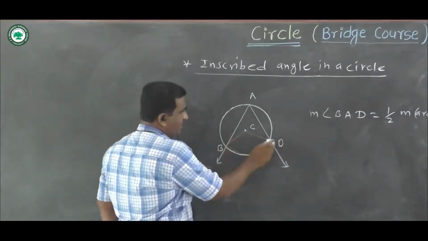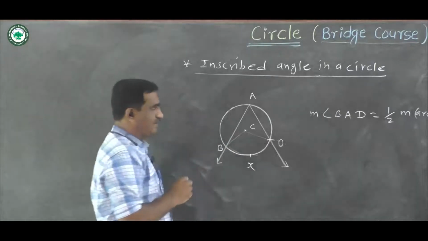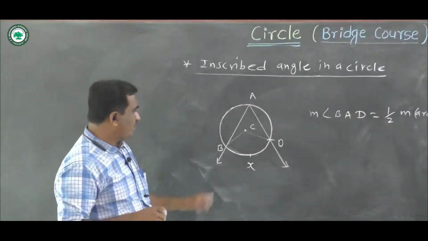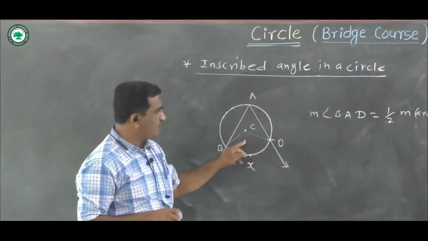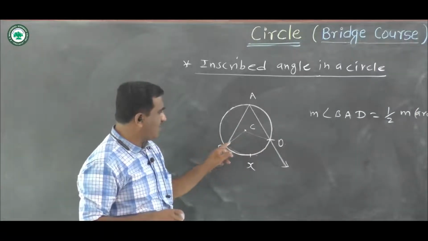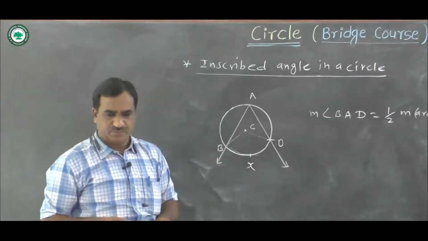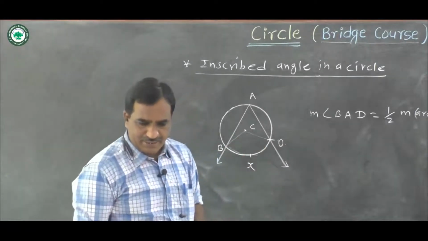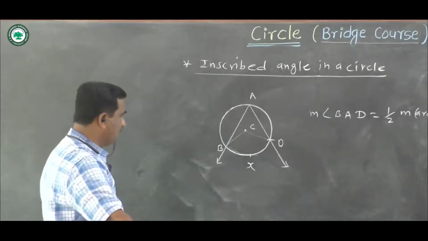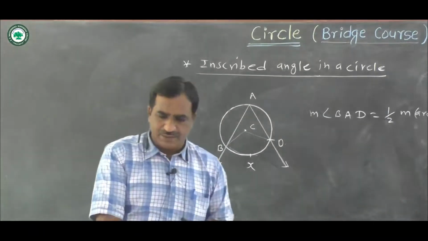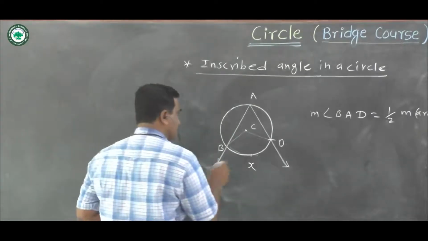And this angle BCD is a central angle. Therefore, the measure of inscribed angle BAD is equal to 1/2 into the measure of central angle BCD also. Okay. And next point is angle inscribed in the arc. Angles inscribed in the same arc are congruent.